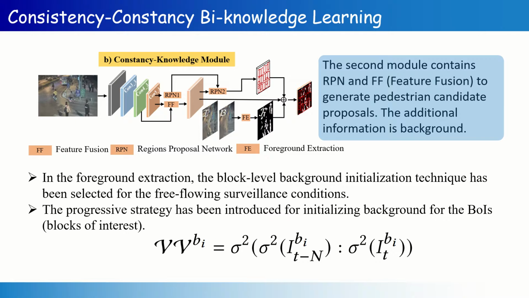For the constancy knowledge module, it combines RPN and FF to generate pedestrian candidate proposals. The additional information is the background. In the foreground extraction, the block-level background initialization technique has been selected for free-flowing surveillance conditions. A progressive strategy has been introduced for initializing the background.